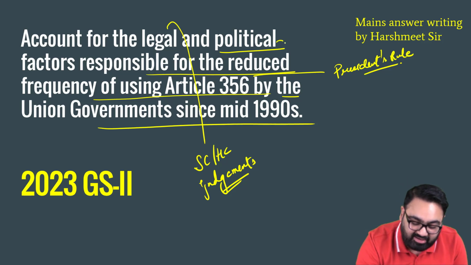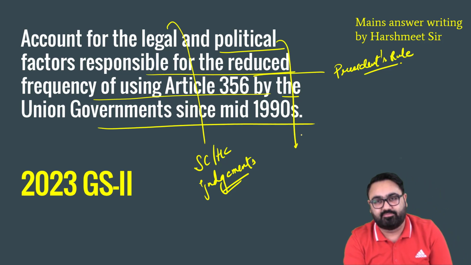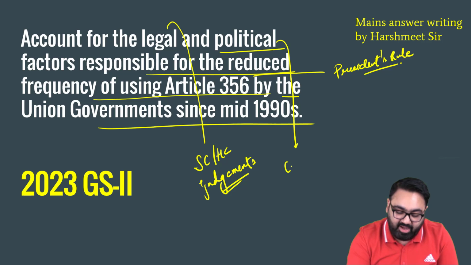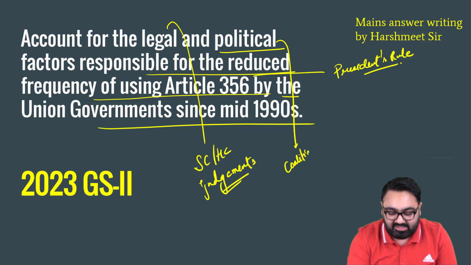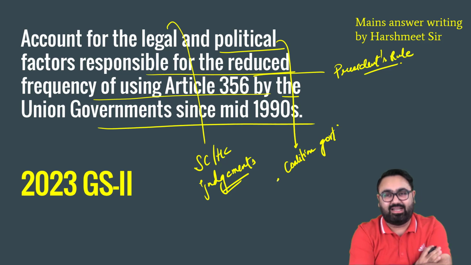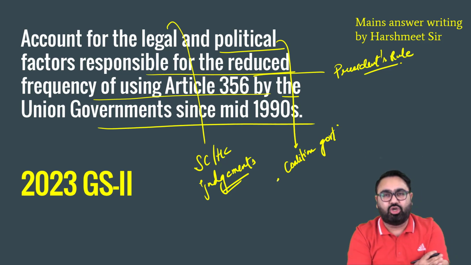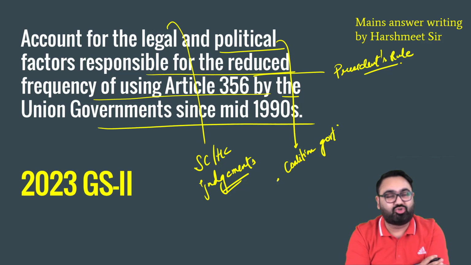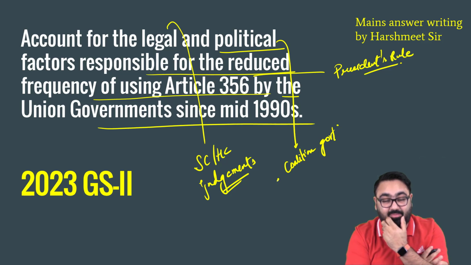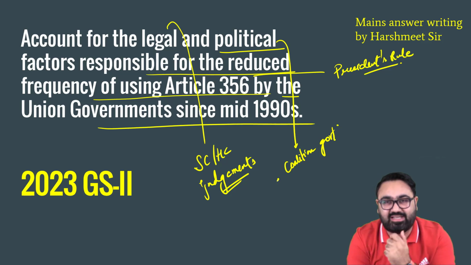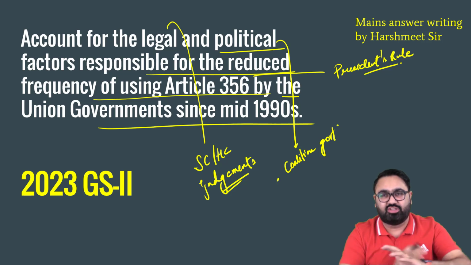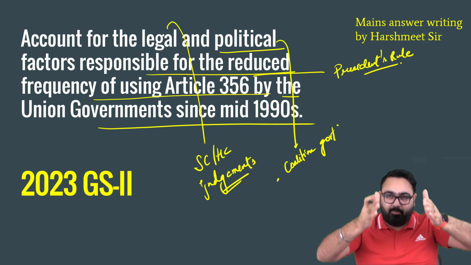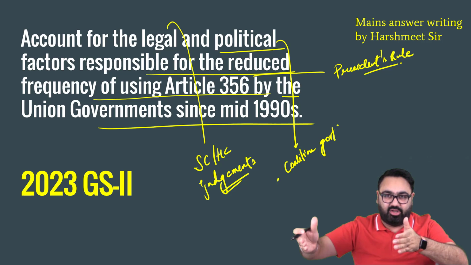And then political factors, basically what has changed in our politics. For example, there is a rise in coalition governments. Because of coalition governments, at the center we have multiple parties running the government together. So all of them will have to agree on whether to impose President's rule or not. These are some of those developments that have led to a reduction in President's rule. So this is what you have to write, basically: political pointers and then legal pointers.